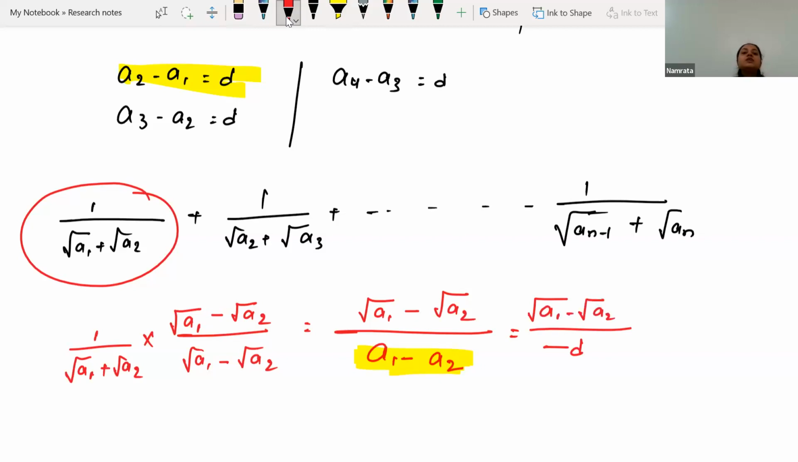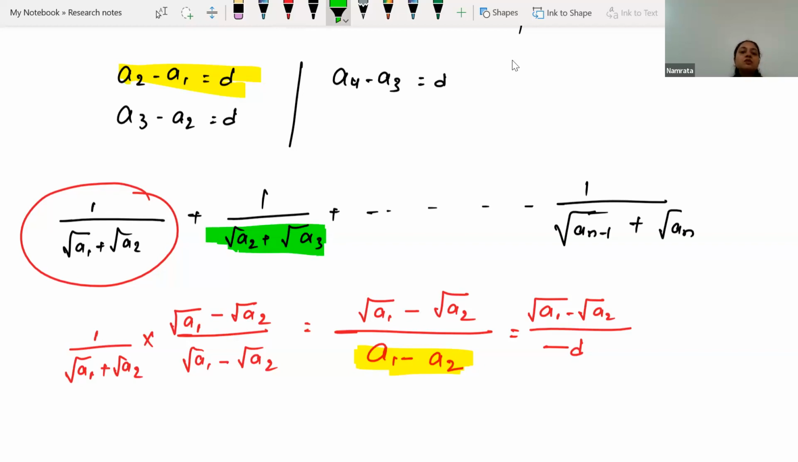So similarly, each and every term will get changed. The second term, the third term, the fourth term, each and every term is getting changed just like this one. Now we don't need to rationalize each and every one. Okay, we understood how we will be getting the term. Now when we rationalize the next term, again we will be getting minus d in the denominator.